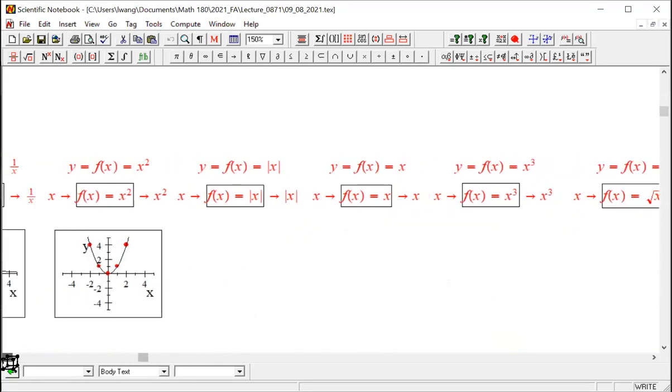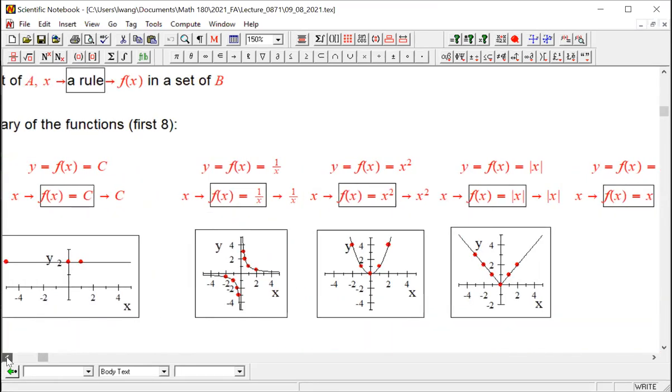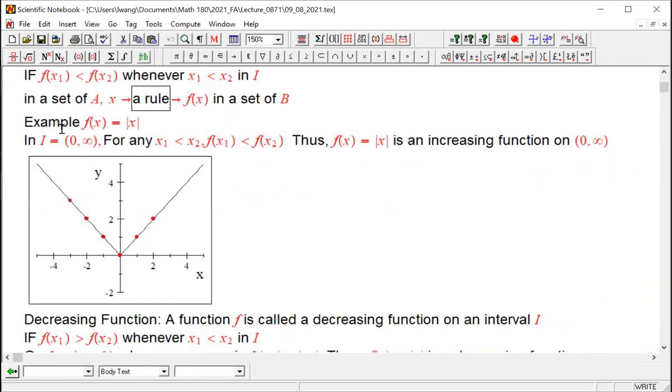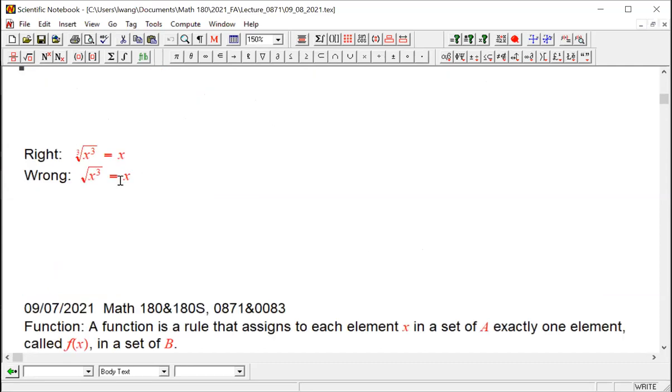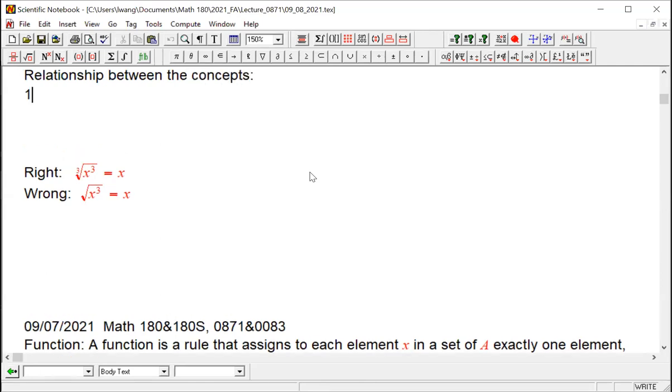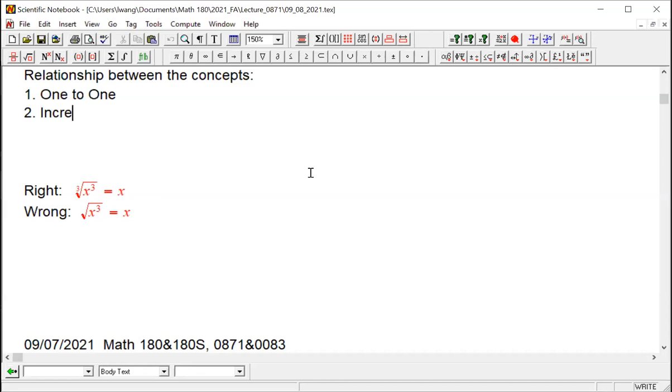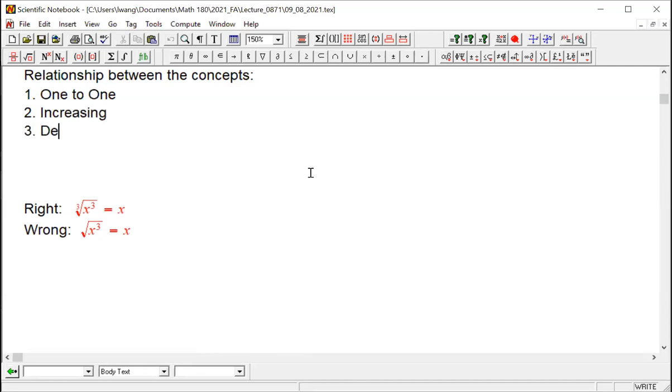Now, another common practice is that after all these concepts are introduced, I'm going to give you an example here. So now we have increasing function, decreasing function in addition to the one-to-one function. And we want to study the relationship between these concepts. So what are these concepts? Number 1, one-to-one. Number 2, increasing. Number 3, decreasing. How are they related?